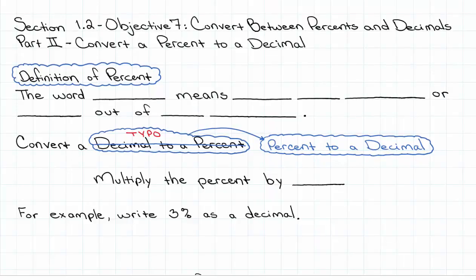Section 1.2, Objective 7, Convert between percents and decimals. Part 2, convert a percent to a decimal. Let's start off here with a definition of percent.